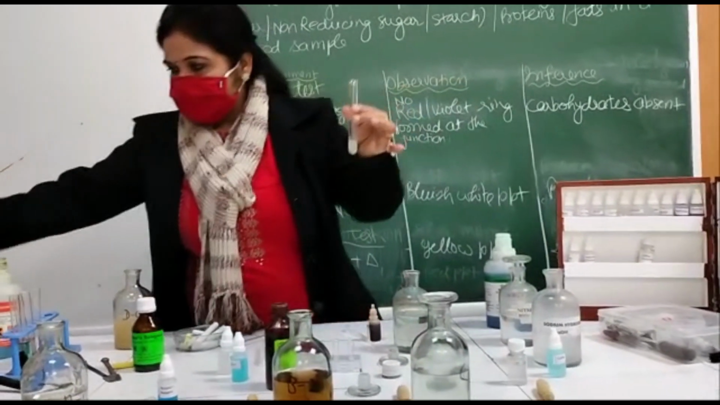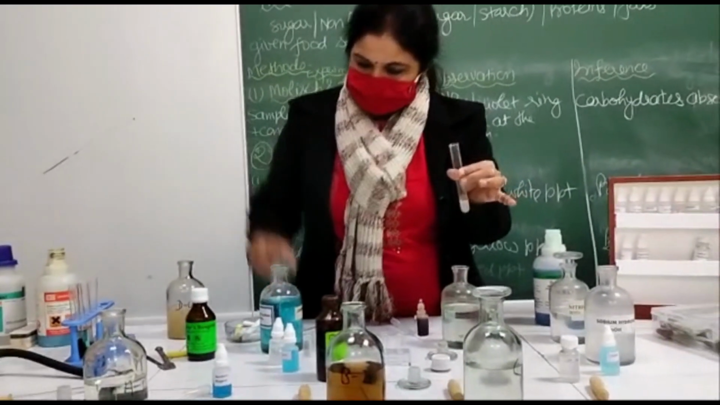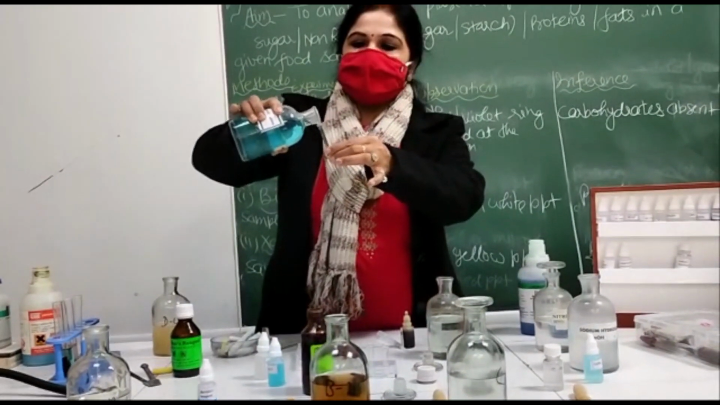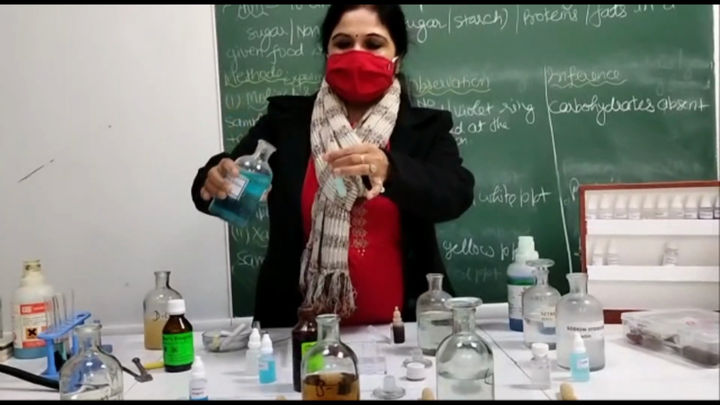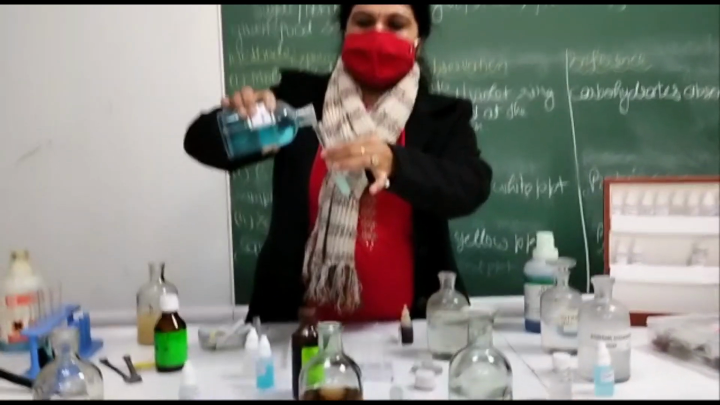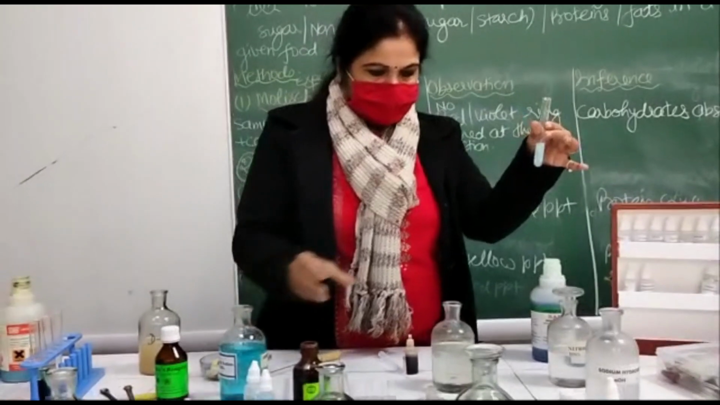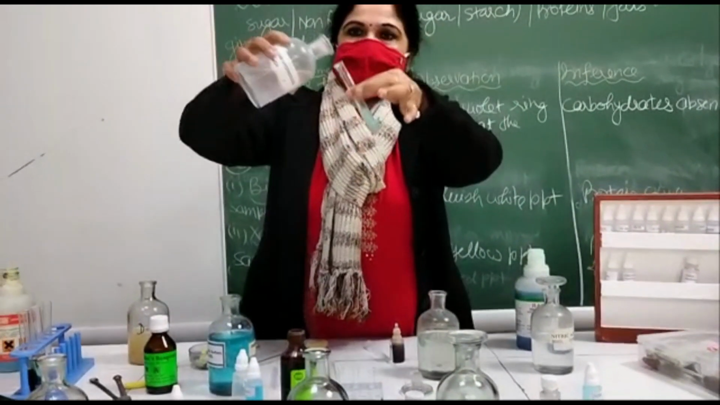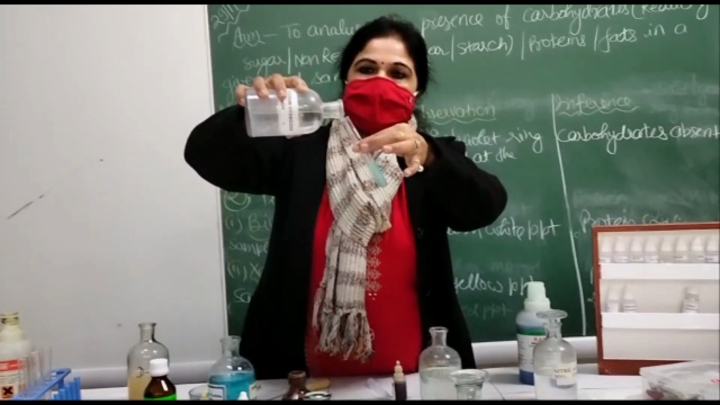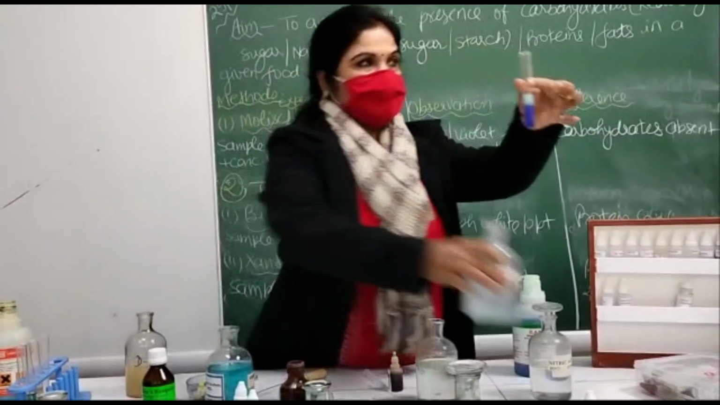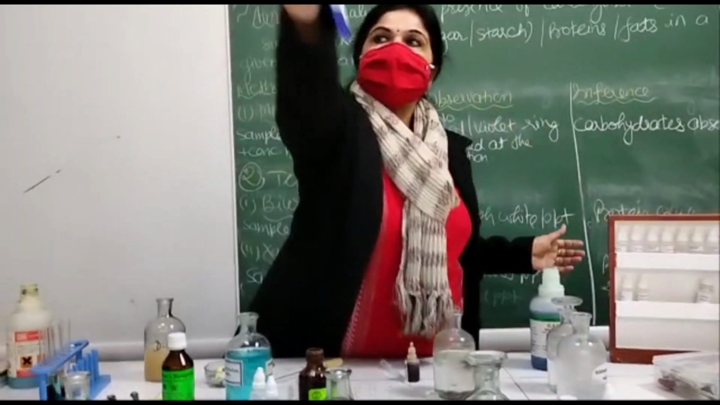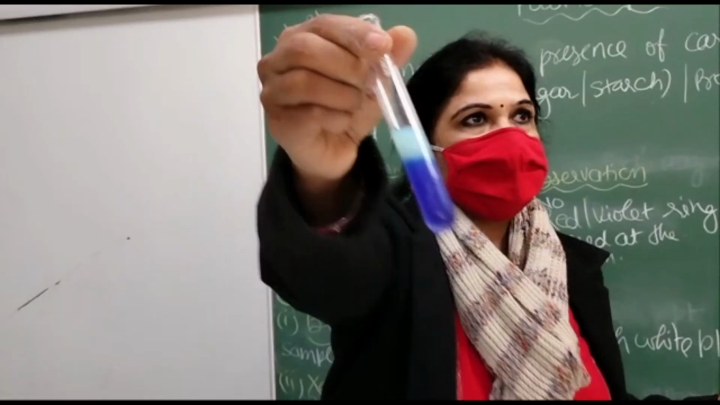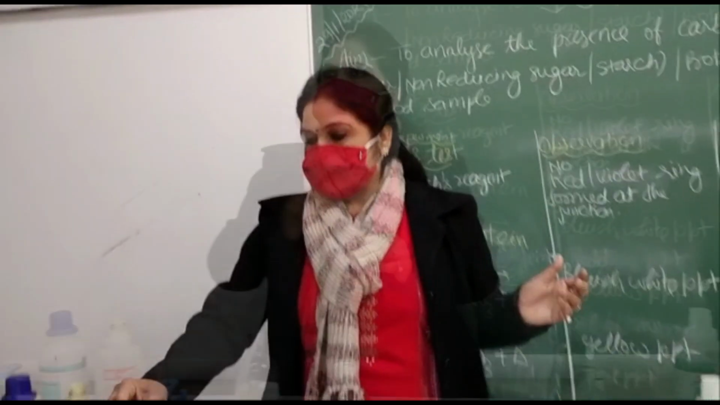copper sulfate solution. You can use a dropper. Copper sulfate solution, and then add sodium hydroxide. So you will see after adding sodium hydroxide, there is a formation of a gelatinous deep blue coagulation, we can say precipitate, right? So this is the confirmation of protein.